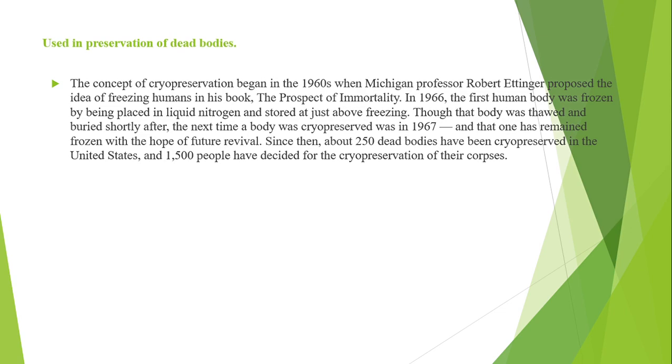Use in preservation of dead bodies. The concept of cryopreservation began in the 1960s when Robert Ettinger proposed the idea of freezing humans in his book The Prospect of Immortality. In 1966, the first human body was frozen by being placed in liquid nitrogen and stored at just above freezing. Though that body was thawed and buried shortly after, the next time a body was cryopreserved was in 1967. And that one has remained frozen with the hope of future revival.